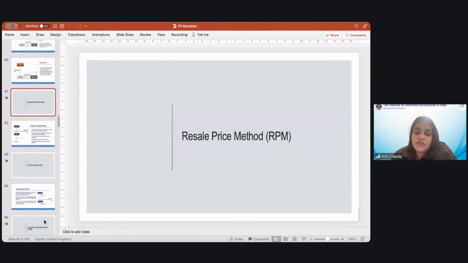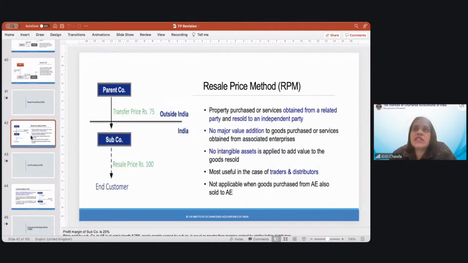Now the next method that we have is the resale price method. The resale price method is basically applicable in the case of traders and distributors. So in an examination format, if the facts and circumstances remain fine, and the question says that this is applicable for traders and distributors, there is a good chance it could be the resale price method, because this method is applicable for traders and distributors.